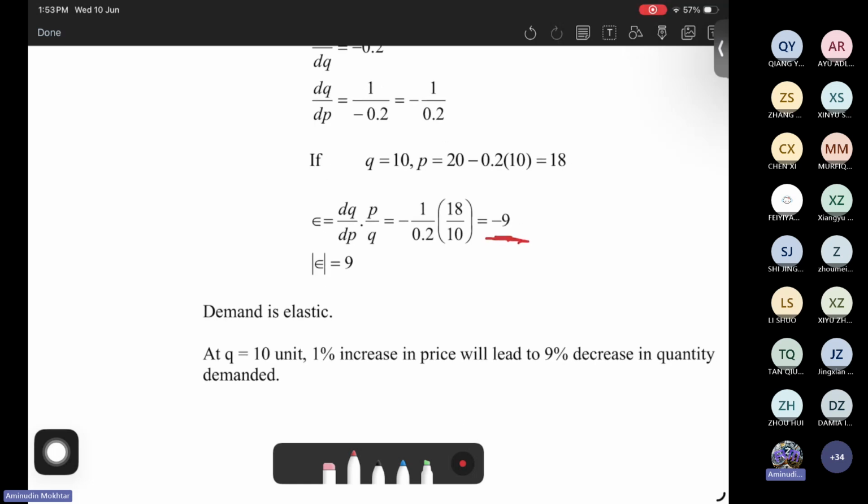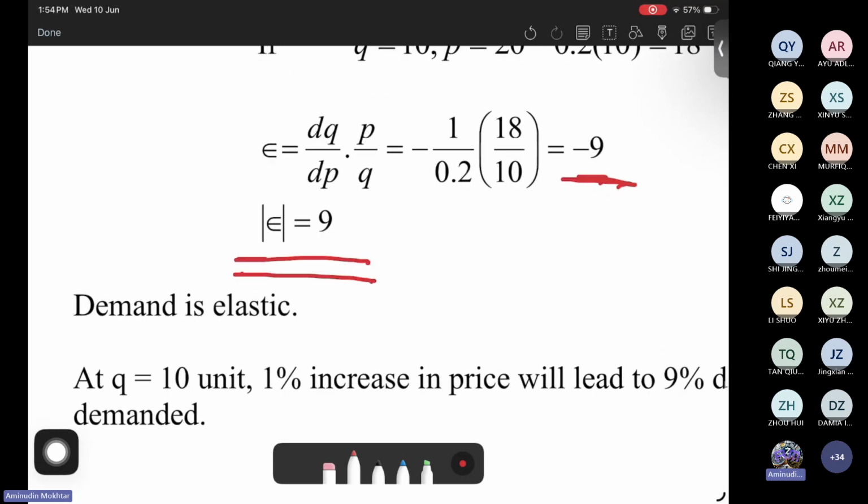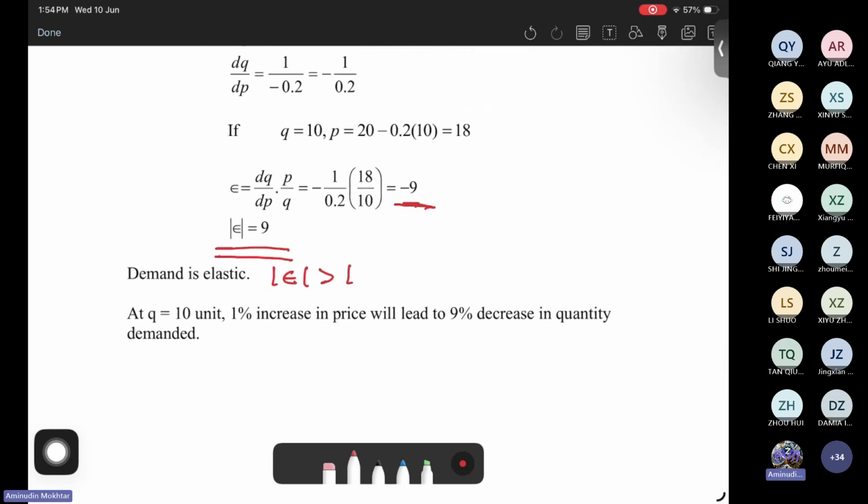But in order to interpret, we take the absolute value of E. That is, if E is negative, we just take the positive value. So since the absolute value of E is greater than 1, we conclude that the demand is elastic. Permintaan adalah anjal because the absolute value of E is greater than 1. We just take the absolute value, ignore the negative. The real value is negative, but when we want to interpret, we just take the absolute value.